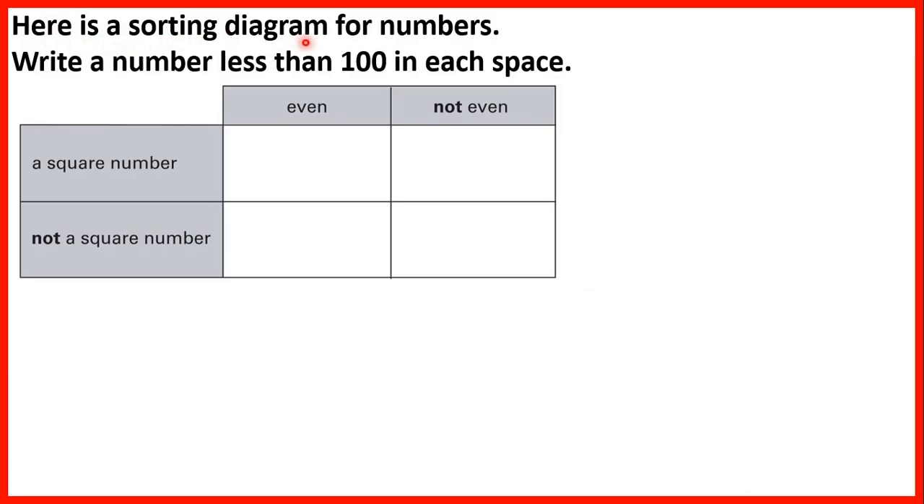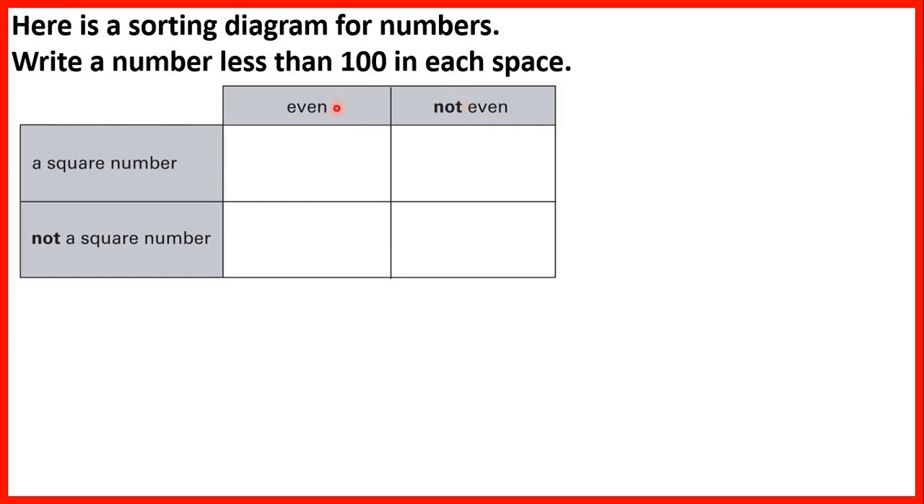Here is a sorting diagram for numbers. Write a number less than 100 in each space. So on this side we have a square number and not a square number. So we need to remember that a square number is what we get when we multiply a number by itself. And then at the top we have even and not even.